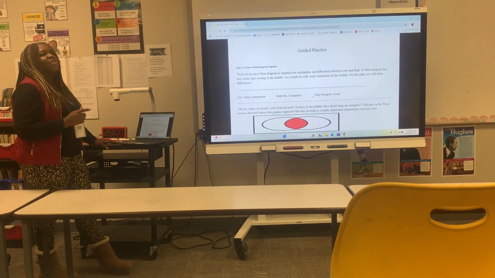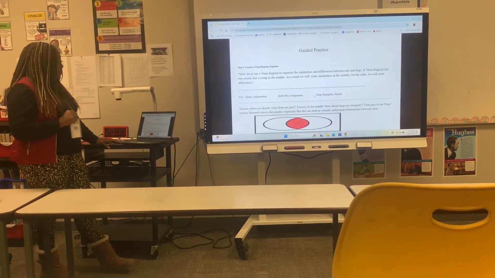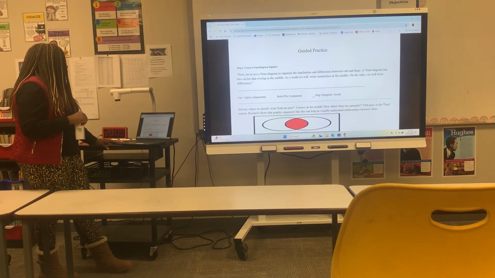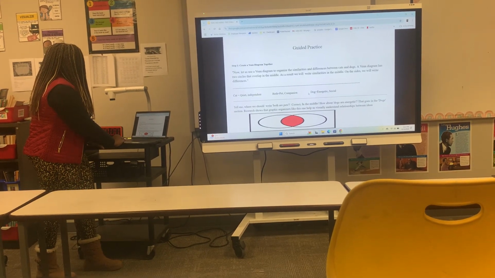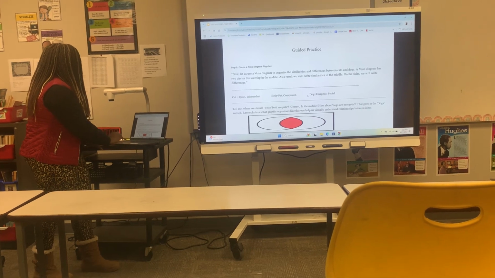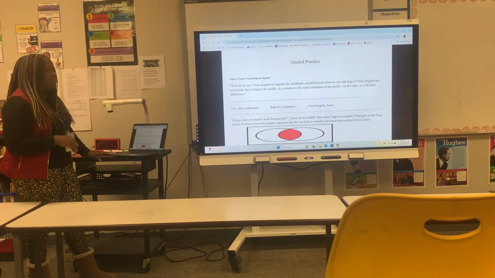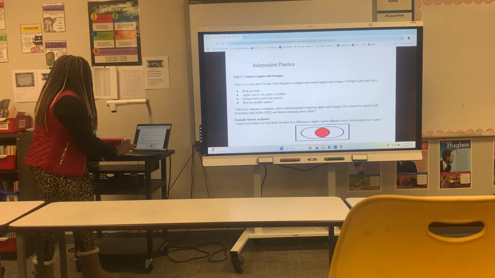How about dogs are energetic? I'll give you a minute to answer. Yes, that goes in the dog section. Research shows that graphic organizers like this one help us to visually understand relationships between ideas.